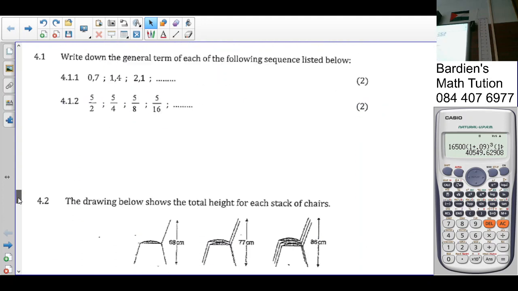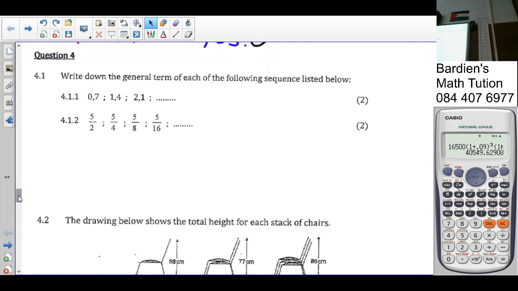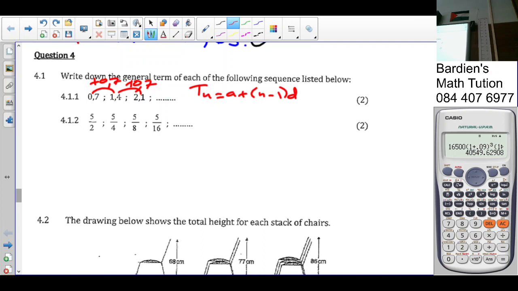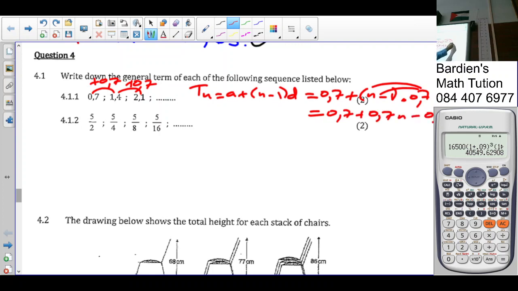No? Let's look at question 4. In question 4, we are asked to write down the general term of each of the following sequences. So how do I move from one term to the next term? I added 0.7. So if I add 0.7, it's arithmetic. Tn is equal to a plus (n minus 1)d. Your a value is 0.7 plus (n minus 1) times 0.7. We'll multiply this out, I get 0.7 plus 0.7n minus 0.7.